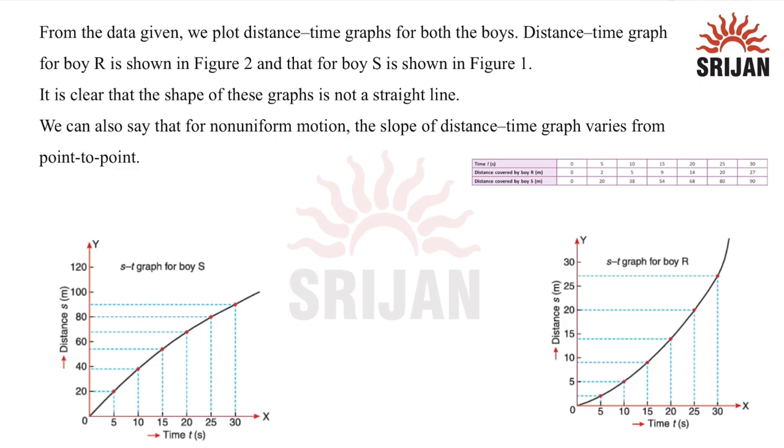It is clear that the shape of this graph is not a straight line. Now, we can say that for a non-uniform motion, the slope of a distance time graph varies from point to point. I hope this topic is clear to you.